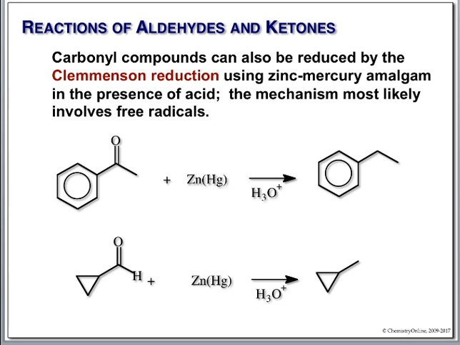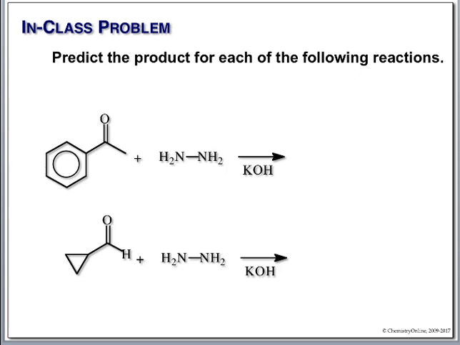Clemmensen reduction: carbonyl, zinc-mercury amalgam in acid. Again, the carbonyl disappears. This works very nicely, actually. Here's an aldehyde, again, straight to the hydrocarbon.